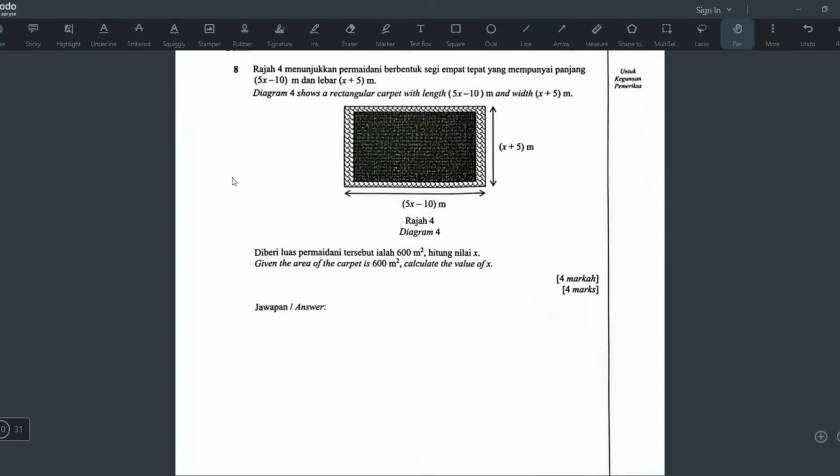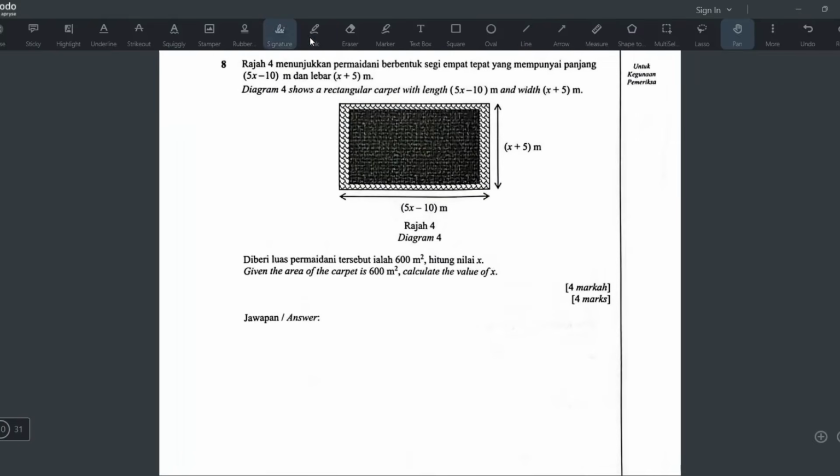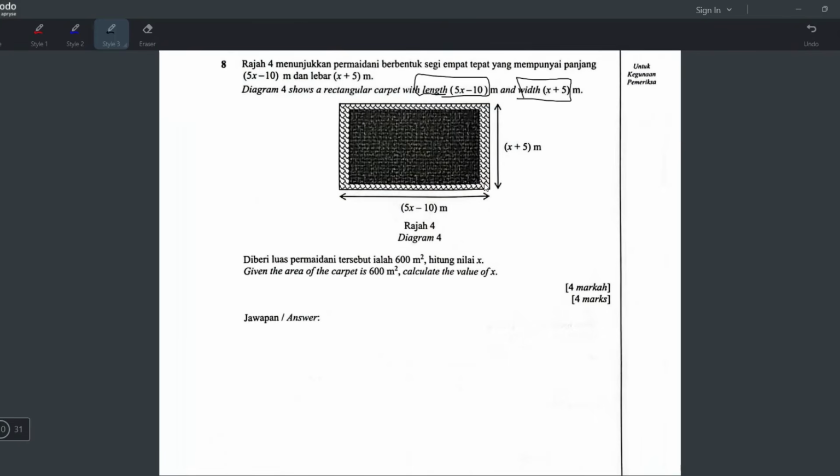Okay, we are at question 8. This looks like a quadratic chapter. Okay, so diagram 4 shows a rectangular carpet with a length 5x minus 10 meters and the width is x plus 5 meters. So they already labelled nicely and it's a rectangle. Okay, it's in meters. Given the area of the carpet is 600 meters square, calculate the value of x. Alright, I think I'll just use the area of the rectangle equals 600. Okay, the area of a rectangle is length times width, or you can say base times height, whatever. So I'll just do 5x minus 10 times x plus 5 equals 600, and then continue from here and solve for x.